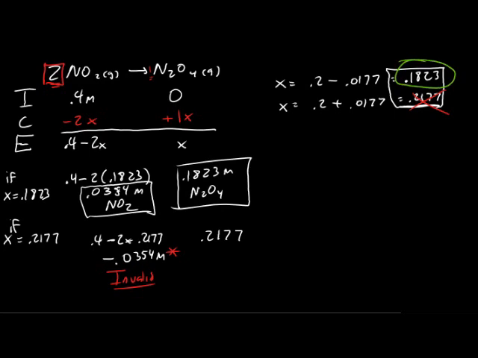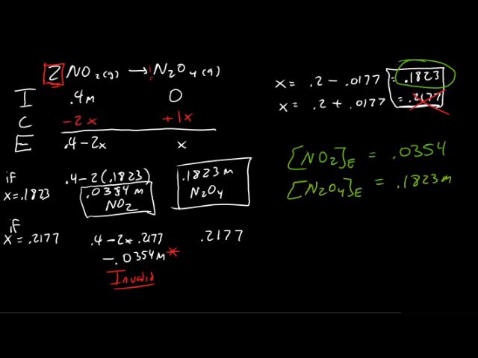Therefore, our equilibrium concentration of NO2 will be 0.0354, and our concentration of N2O4 will be 0.1823. So now, based on starting molarities and K value, we've found the equilibrium molarities of both the reactant and the product.